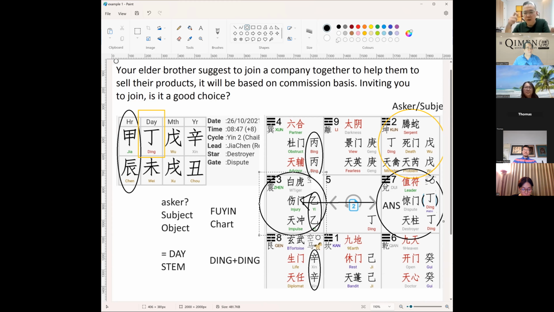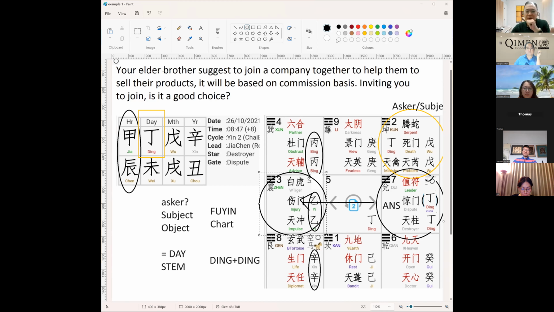Okay, any questions? Okay. Let's say just now you mentioned that as an asker, I need to look at the day pillar, right? Like thing. But what if the chart doesn't have thing? How do you look at it? It could be something else. It could be Bing, it could be Geng, it can be Yi, it can be any of the 10 of them. Then we can base on that to find where is the location of that particular symbol. Okay.